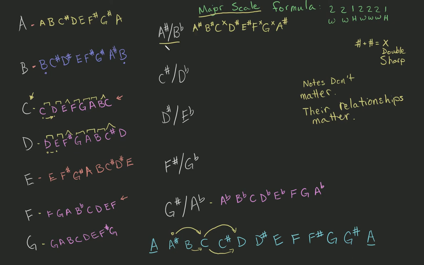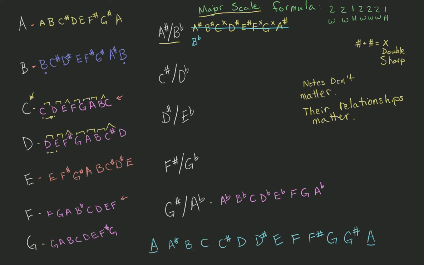Now, because B flat and A sharp are the same key on the piano and on most instruments, it's useful to say, well, instead of playing A sharp major, we'll just play B flat major instead. Instead of playing A sharp, we'll play B flat. Okay, so let's see what happens if we do B flat. Let me erase our notes down here.